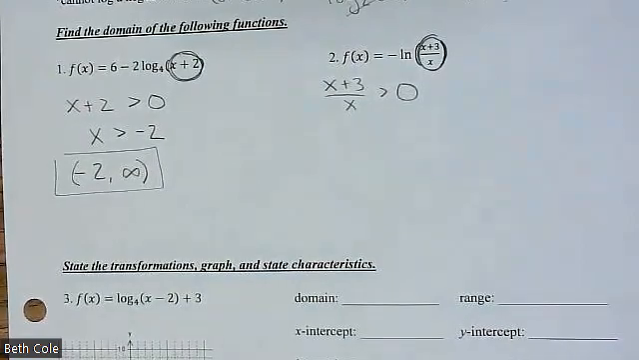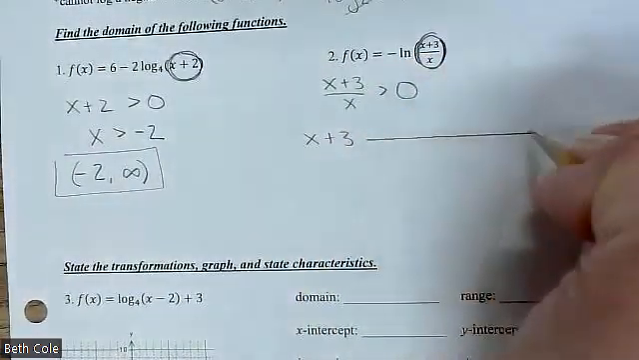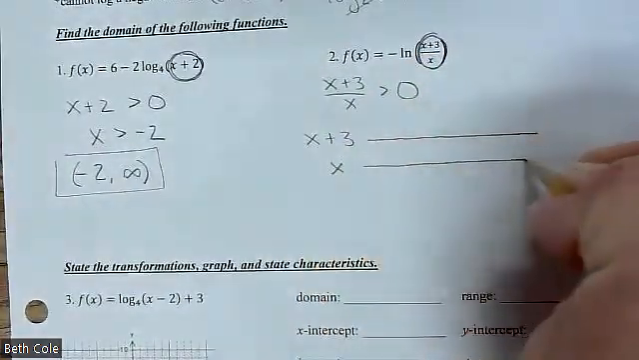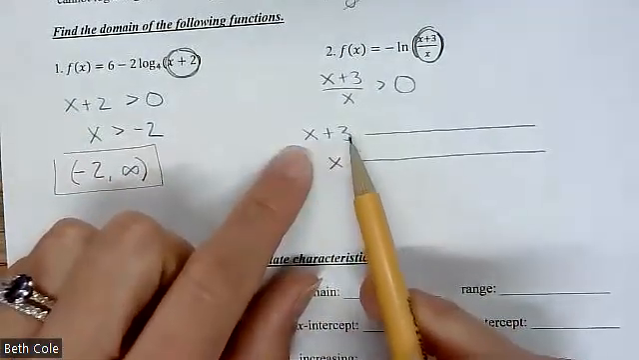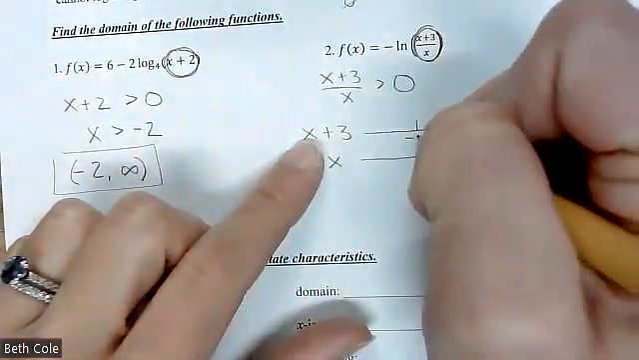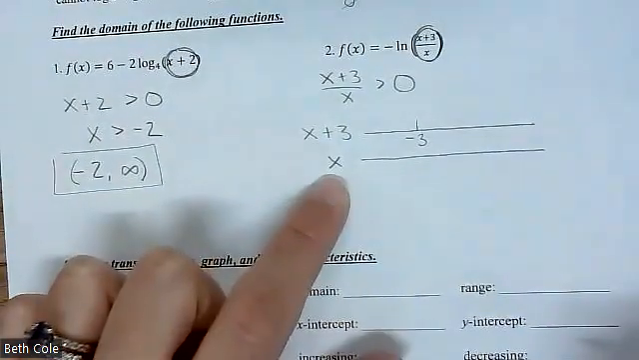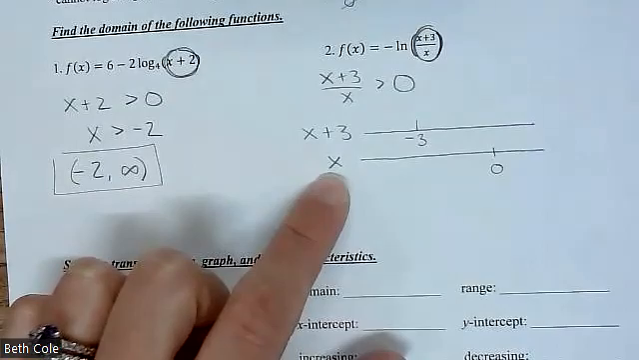I put this on here to review our number lines. You're going to make a number line for the x plus 3 and a number line for the x. It looks like you're drawing a musical staff, except it only has 2 lines on it. And we're going to put our pluses and minuses on there. So where does x plus 3 equal 0? Where is that going to change? -3. And x by itself would change at 0.